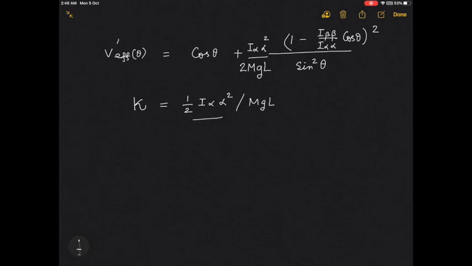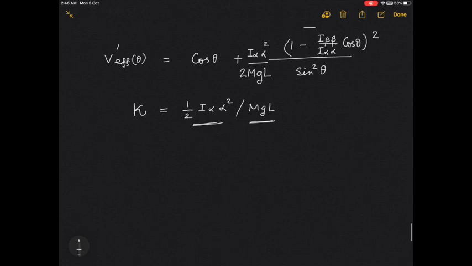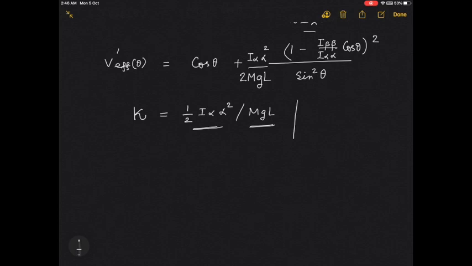In the denominator also I have mg capital L, which is nothing but, this numerator is kinetic energy, this is like the effective potential energy or the characteristic potential energy. Kappa is the ratio of these two. Similarly, I define gamma, which is beta I beta. See, beta I beta is like angular momentum, it's omega times I, by alpha I alpha. So it's the ratio of the angular momentum in two axes.